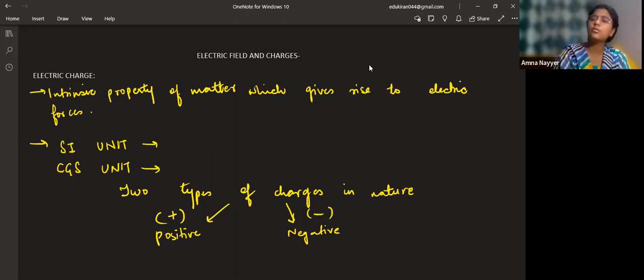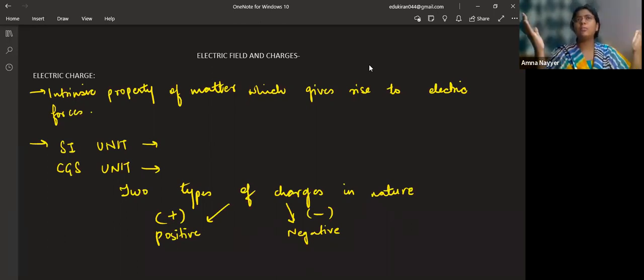Similarly, electric charge is also a very intrinsic property. Intrinsic property means a very basic property that has no definition of itself, but this property, electric charge, is used to define other quantities like electric force, electric field, potential. These are upcoming quantities that we'll discuss later on. So these are defined by electric charge.